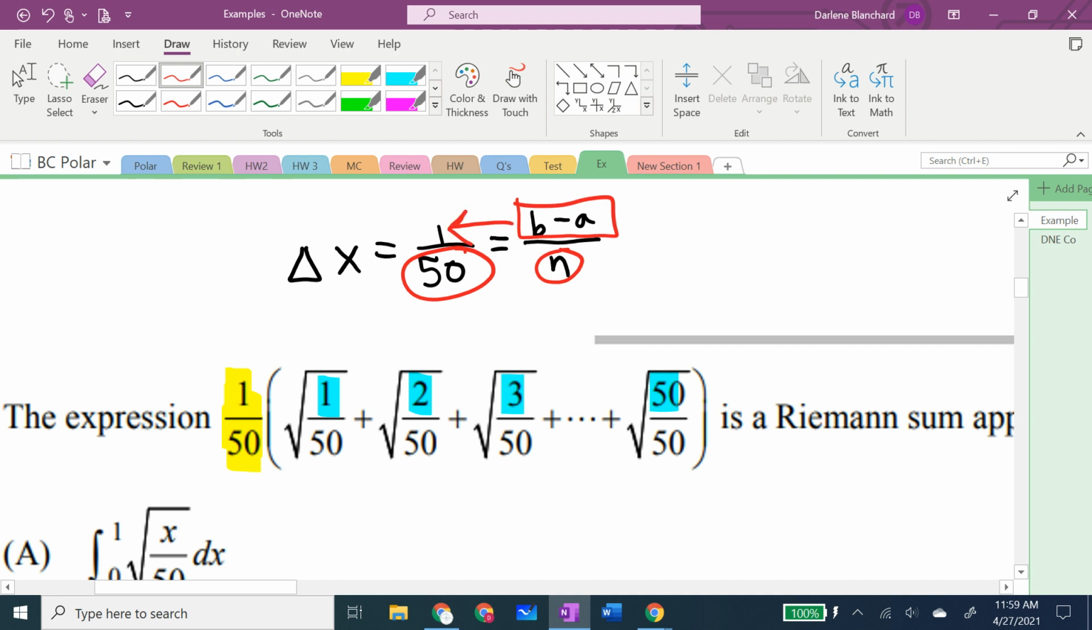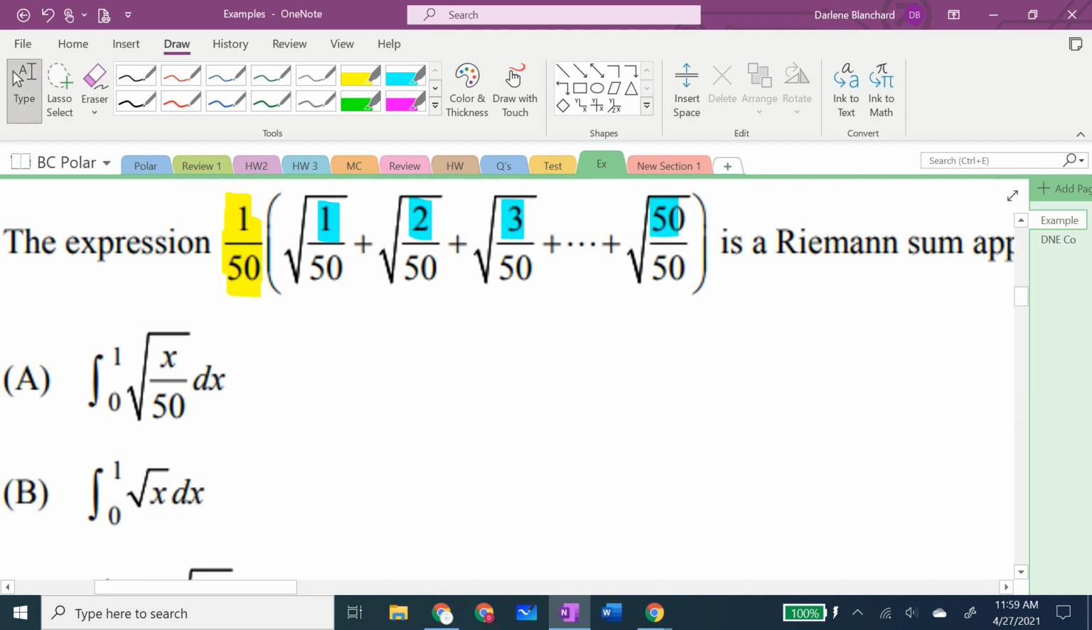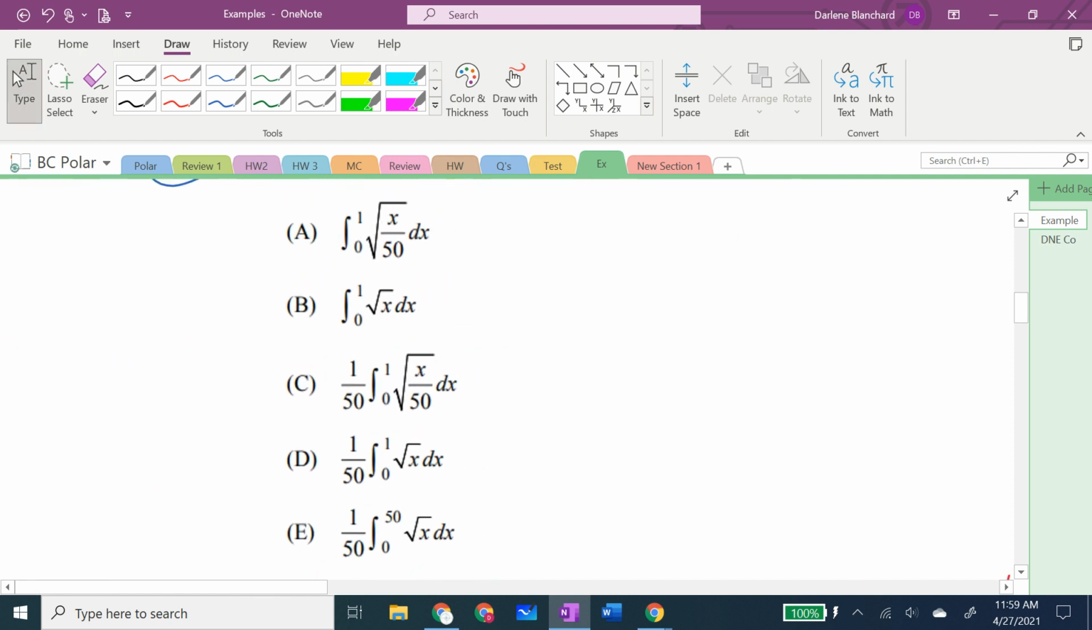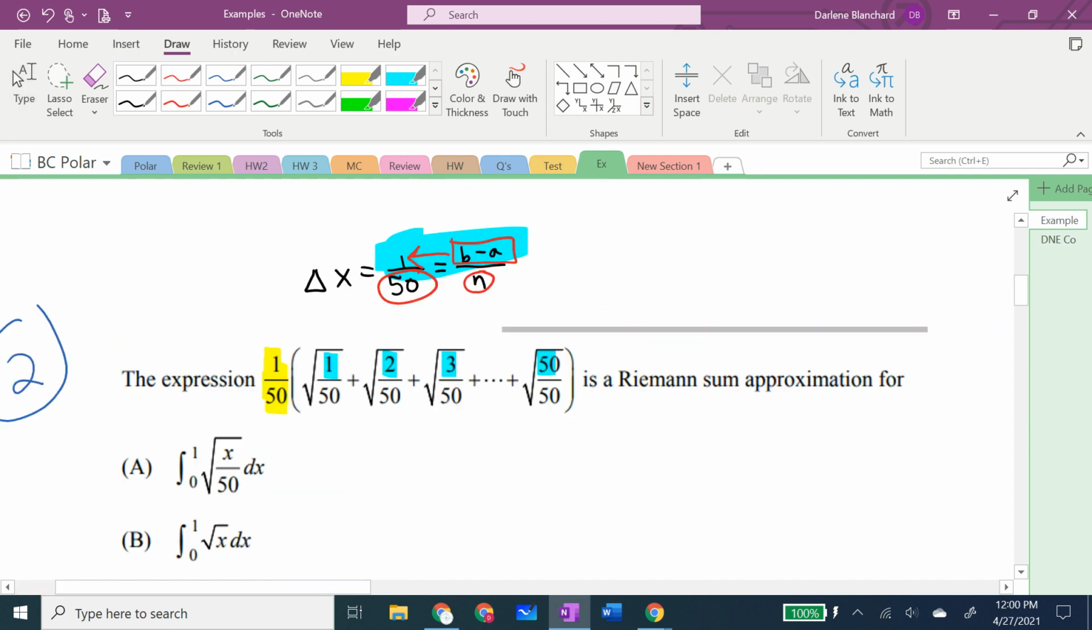I have seen some problems where this fact alone answered what your multiple choice was. This fact alone eliminates one of these 5. However, looking at my choices, I know that my a has to be 0 and my b has to be 1. No doubt on that. And that is another helpful thing.